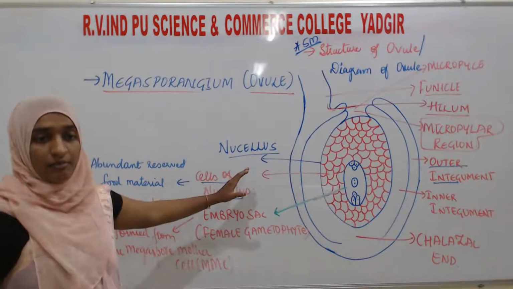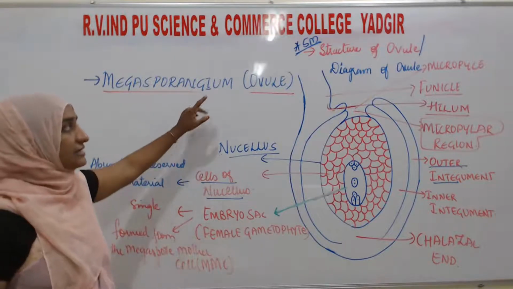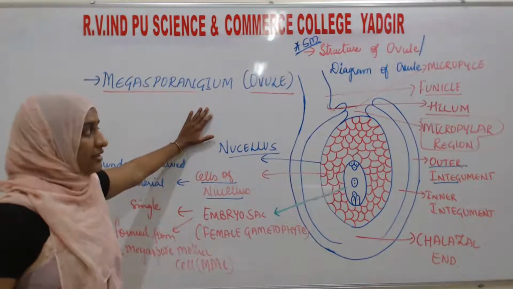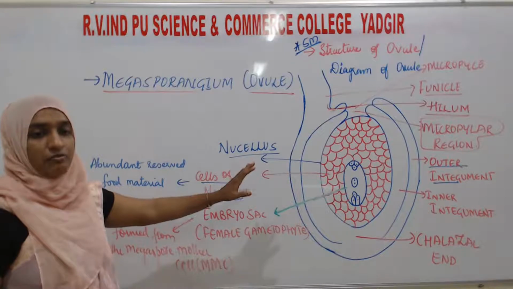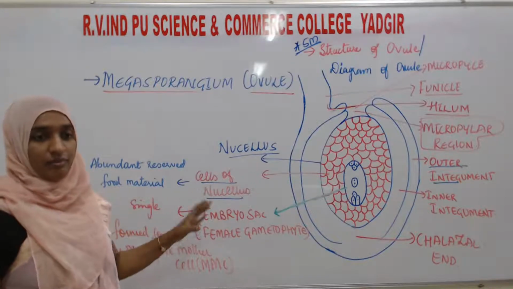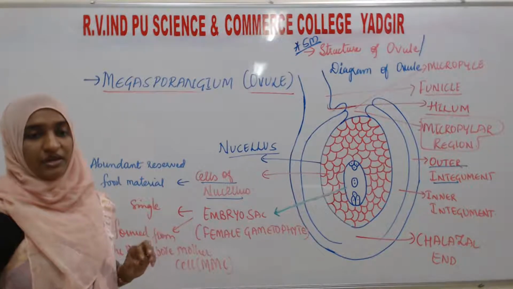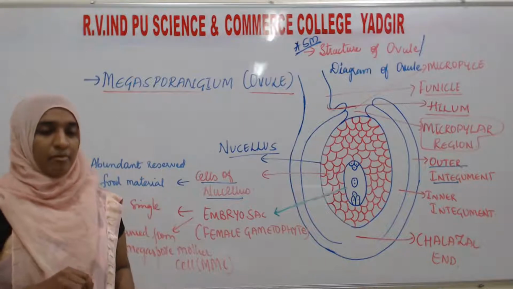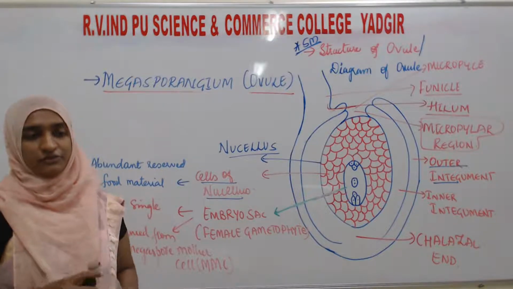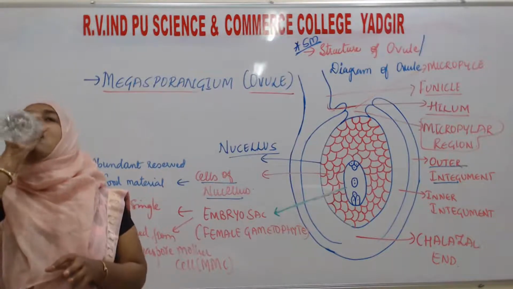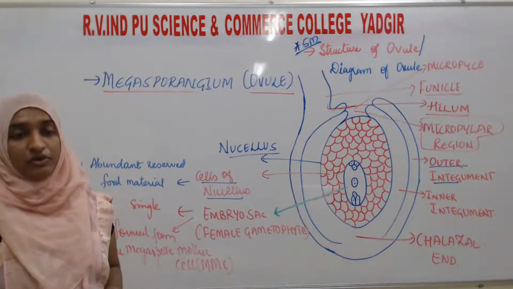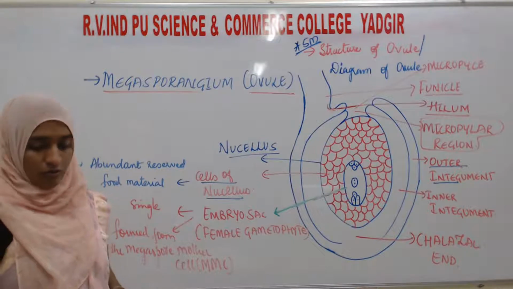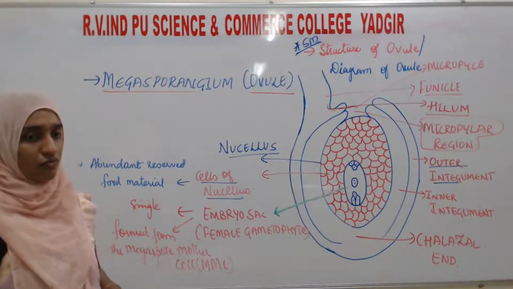Sometimes they will ask you to describe the structure of an ovule, and sometimes they will ask only for the diagram. This diagram is very important for your theory exam. It will be asked for 5 marks, so mark it as a very important question for your exam. Next, we will go for the process of how the megaspore is going to form.